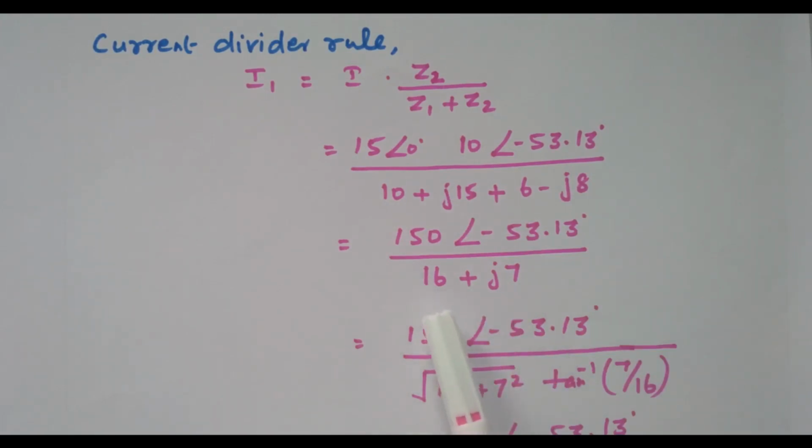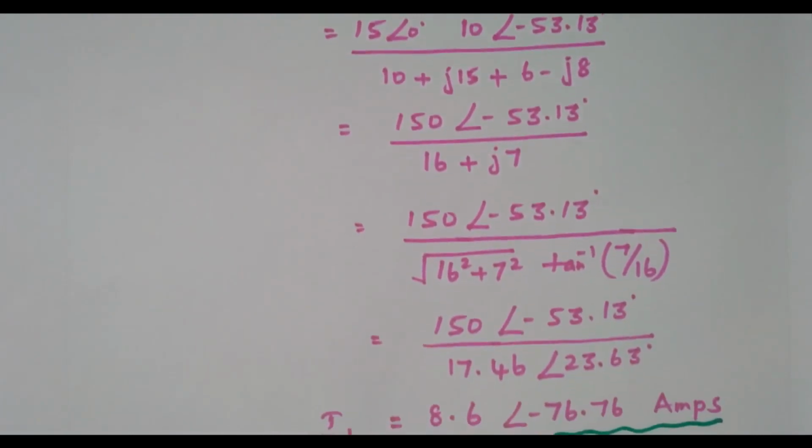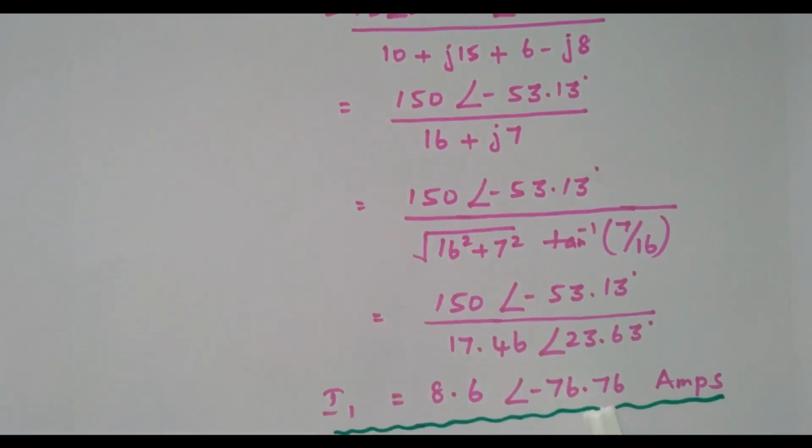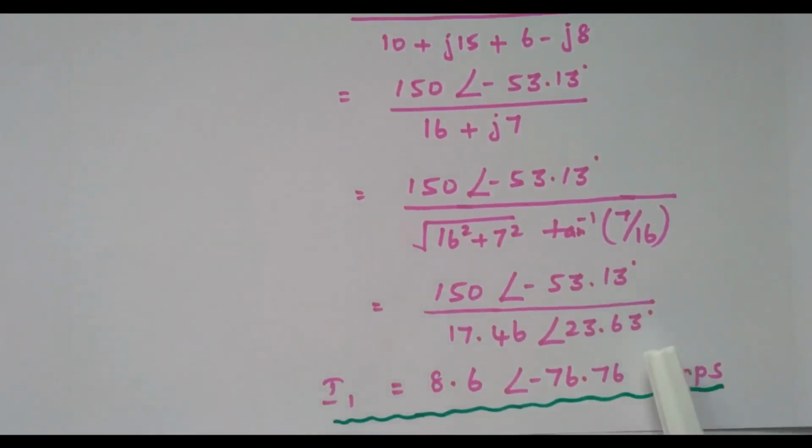Now in order to go for this division, this rectangular form should be converted into polar form. How will you find the magnitude? Square root of 16 squared plus 7 squared. Then tan inverse of 7 by 16. Right. So after simplification we got the value 17.46. The angle is 23.63. Now we can divide. How will you divide? We have to divide this magnitude 150 by 17.46.